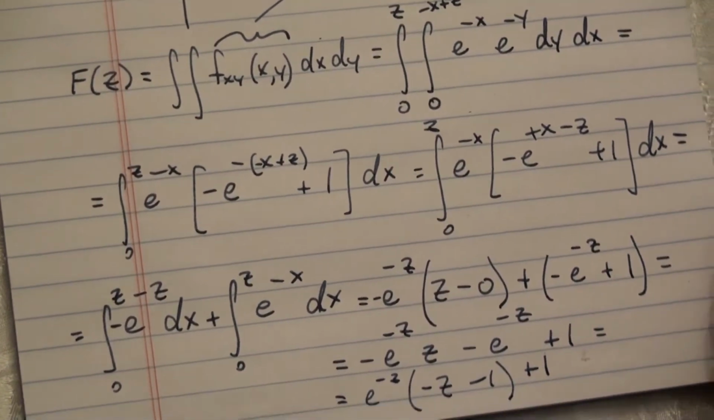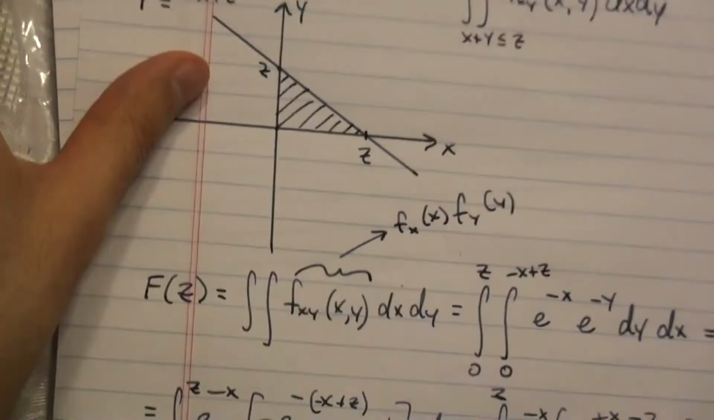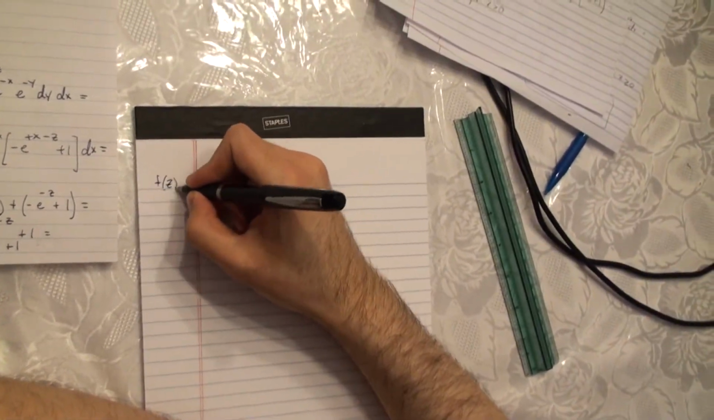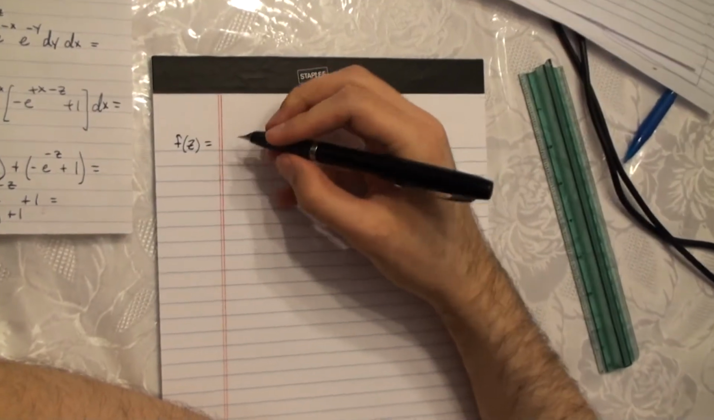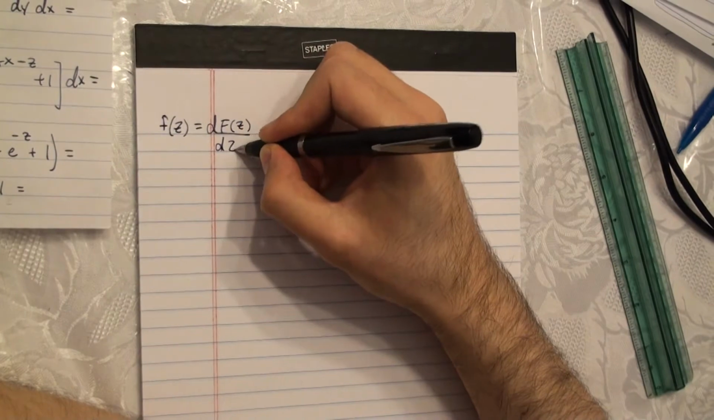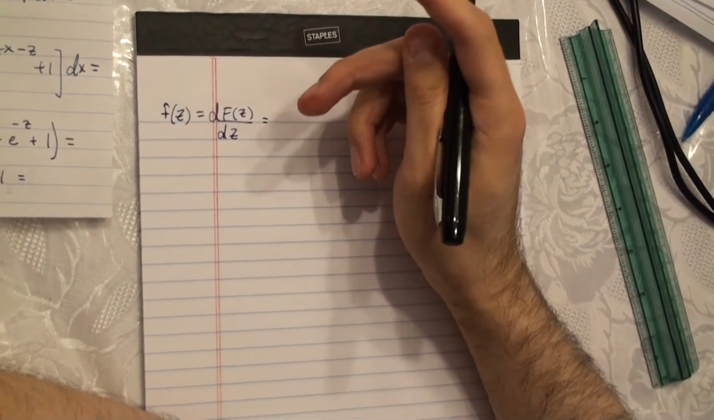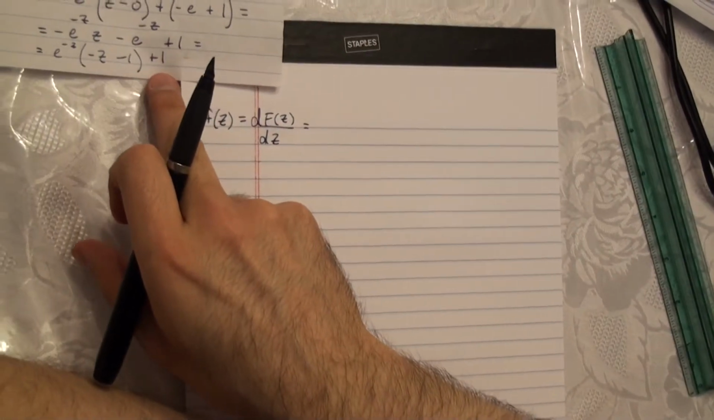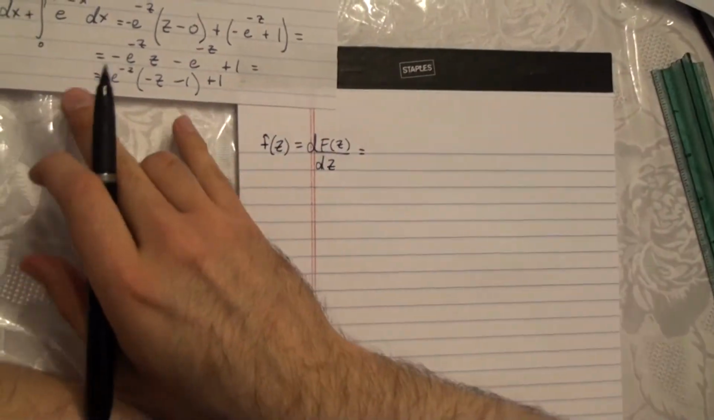So then, this is big F of z, but we want to find little f of z. So little f of z is equal to the derivative of big F of z with respect to z. So what's that? We don't even care about the plus 1 because it's a constant. So we're going to look just at this guy.